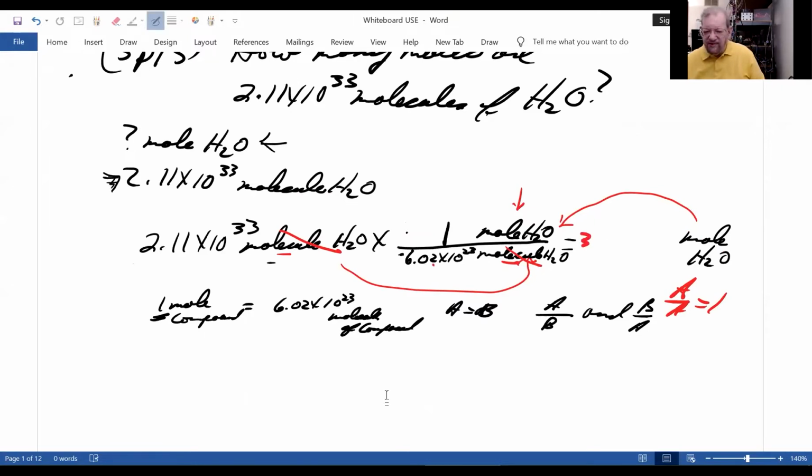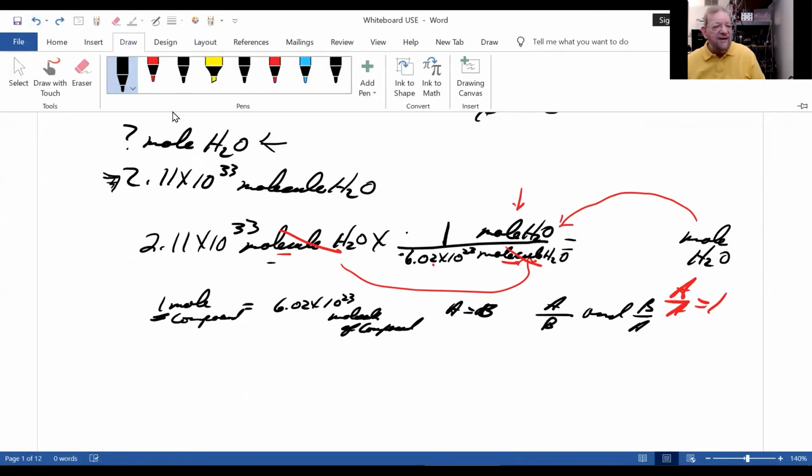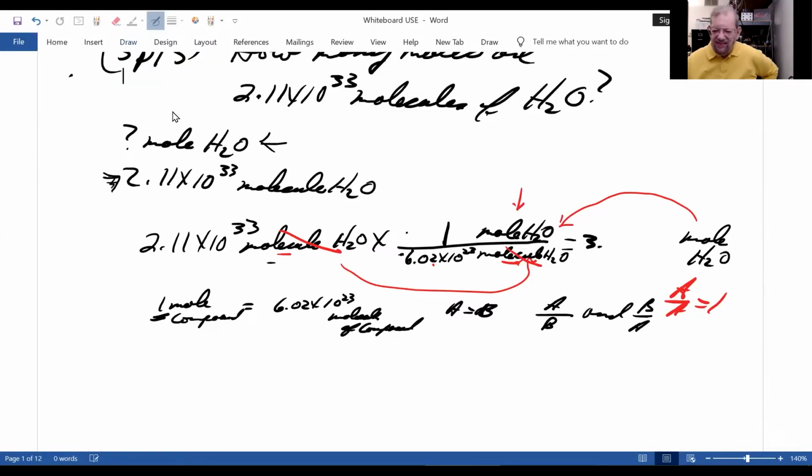And the answer would be 3.50. Hold on one second. One of these days I'll figure out how to do macros on my pen for color change, but not today. And that's how you do it.